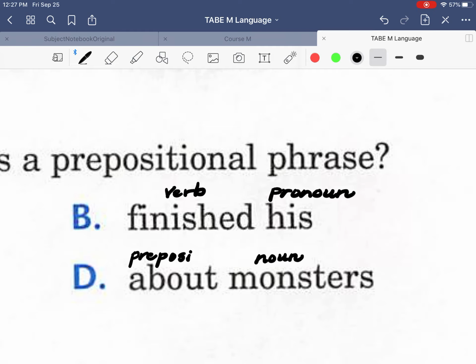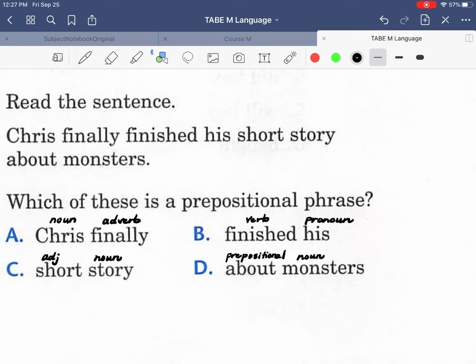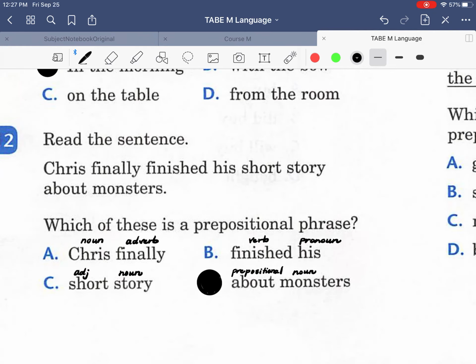So which of these is a prepositional phrase? Only one of them has a preposition in it, and that is D, about monsters. And if you think about it using the mouse trick, a mouse can go about the house, about the yard. About is the preposition, so that might help you find the preposition. But this is a little trickier, so it's not as obvious as some of the others.